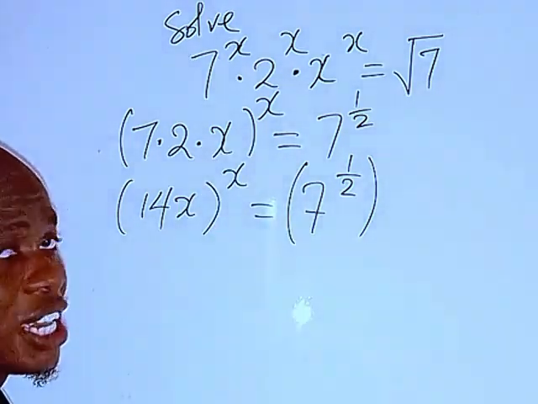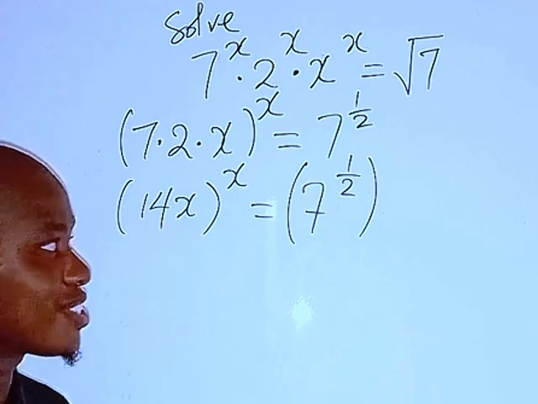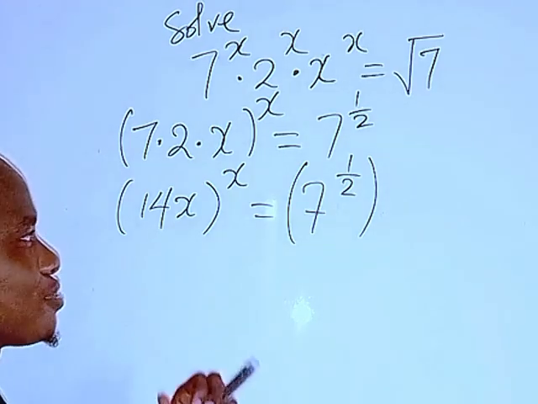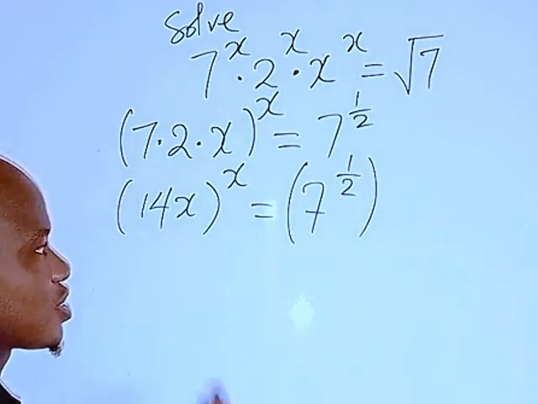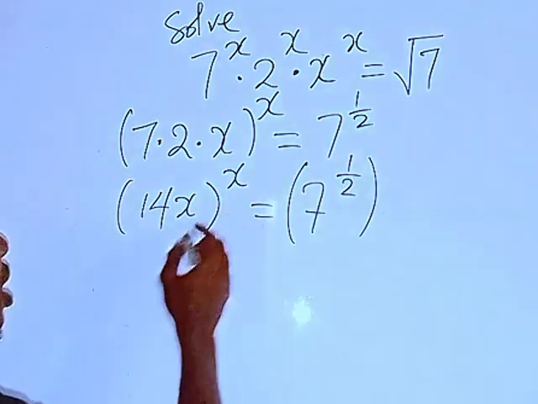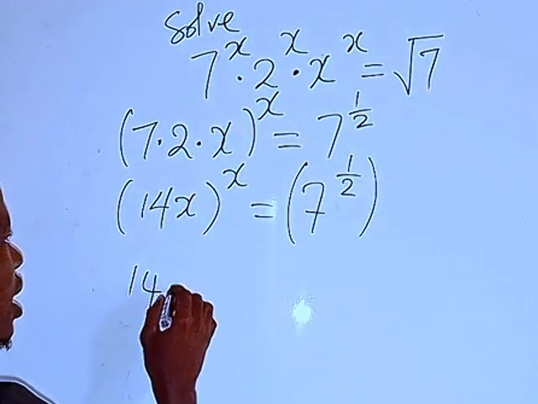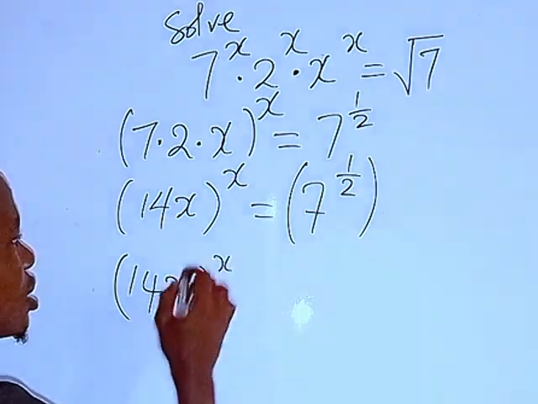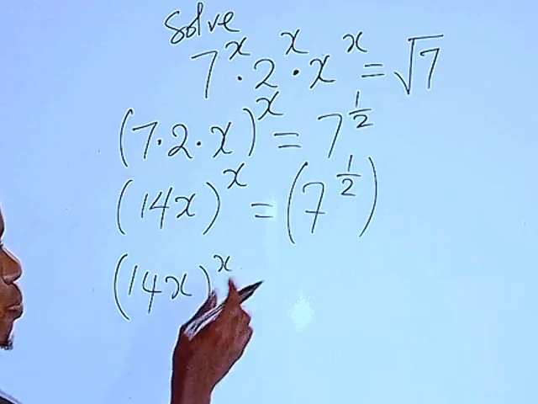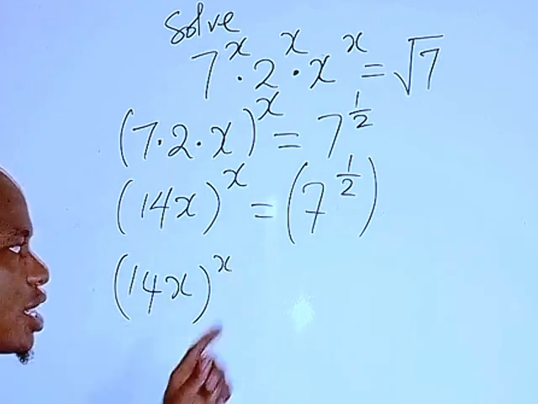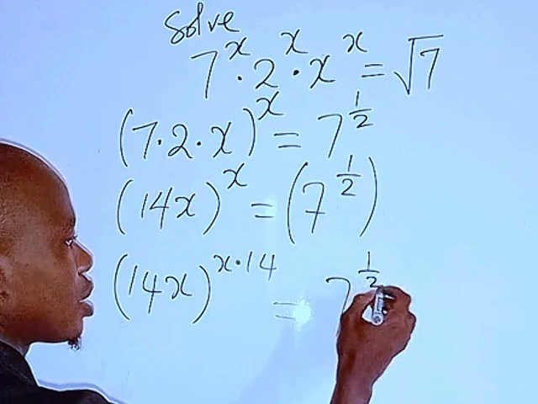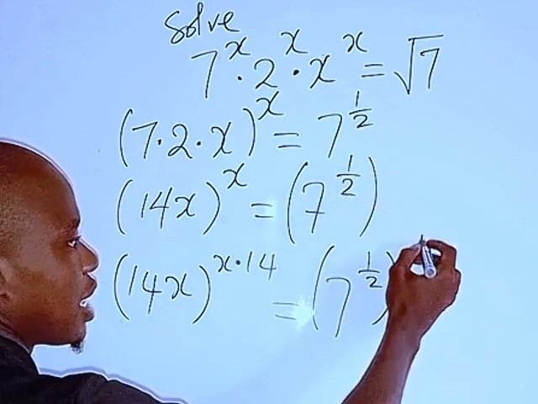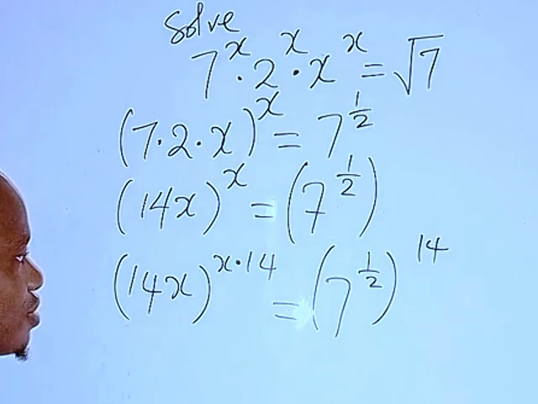So from there, what's the next thing we are going to do? Common sense. We'll be looking for a possible way to get the value of x. What do you think we can do here? Now if I have 14x here, what if I multiply this power here by 14, and I multiply the power here also by 14, on both sides of the equation? What do you think will happen?